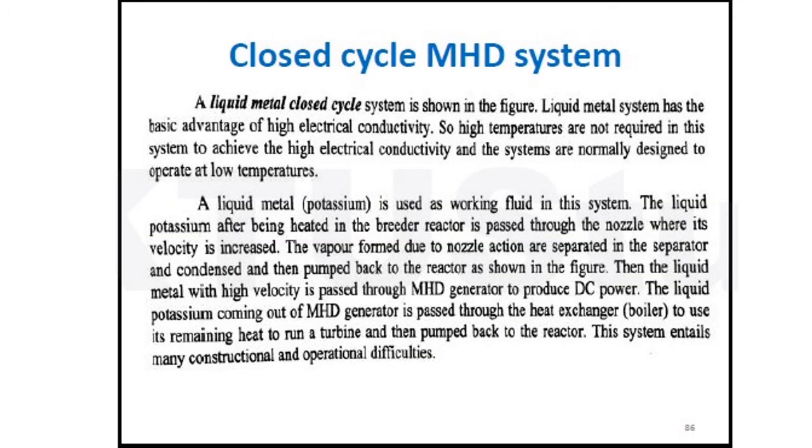Here you can see liquid potassium is used. Liquid potassium is heated in the breeder reactor, and through the nozzle again the vapors are formed and separated, and the separated portion is given to the MHD generator, and the other portion is given to the condenser, and the process is repeated. The liquid metal with high velocity is passed to produce DC power, and the process repeats, and it has got operational difficulties.